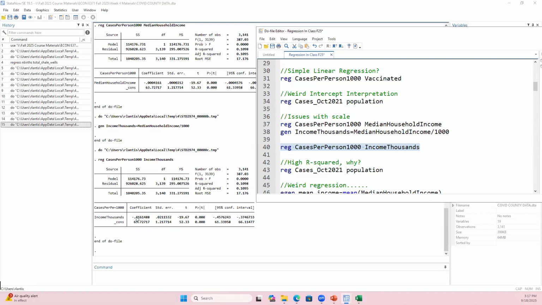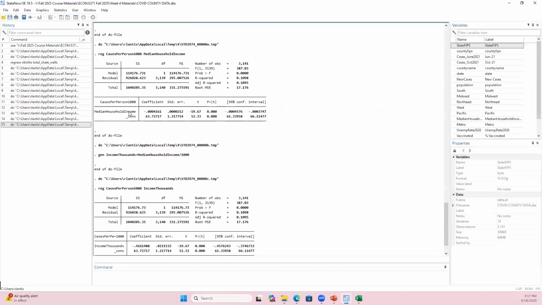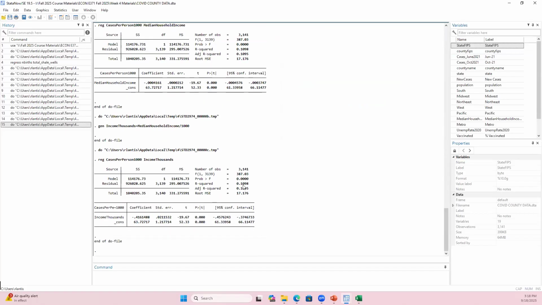Notice what's happened to my R squared when I scaled the variable. If I'm just scaling it, have I added any new information here? No. So what's happening? When I used the original income variable, my R squared was about 0.11, or 11% of the variation in the number of cases I could explain with just the income of a county. When I scale the variable, should that change? No. Sure enough, still about 0.11.